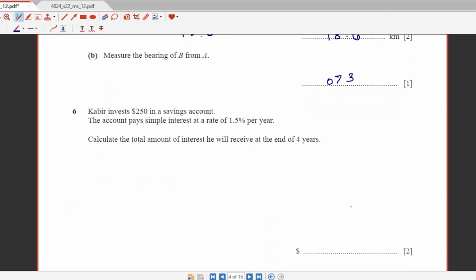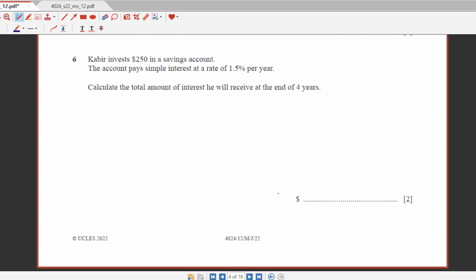So question number 6: Kabir invests $250 in a savings account, which means this is the principal. The account pays simple interest at the rate of 1.5% per year. This is the rate of interest represented by capital R, and we need to calculate the total amount of interest I he will receive at the end of 4 years. This is time.